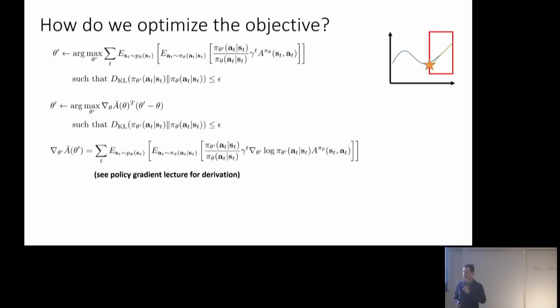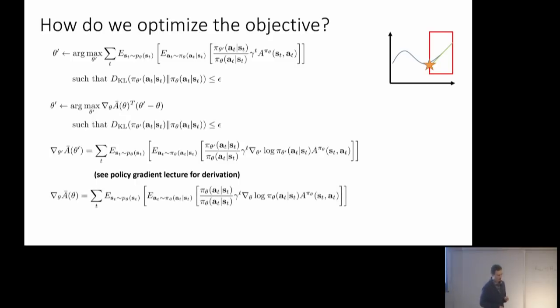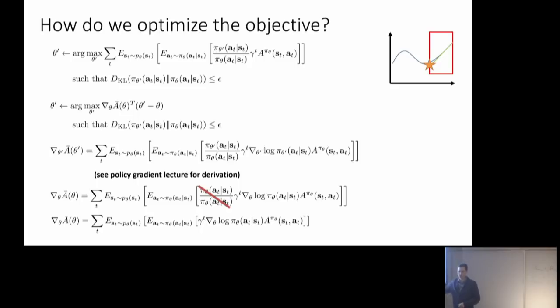Plug that in there and you get this equation for grad A bar at theta prime. But we don't want grad A bar at theta prime. We want grad A bar at theta. And there things get even simpler. Because if you plug in theta prime equals theta, then the importance weights cancel. So what you get then is exactly the equation for the policy gradient. Once the importance weights cancel, this is just the policy gradient.